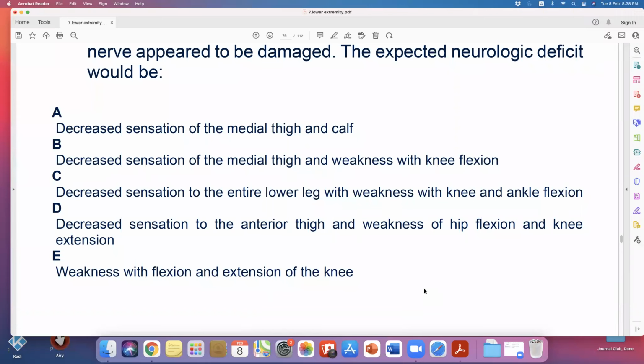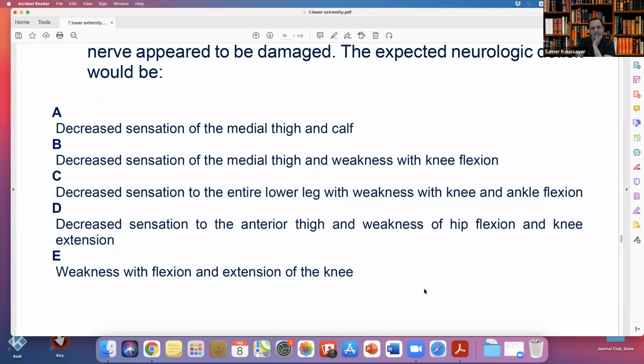Okay. Again, D. Where are we? D. I had a disconnection. D is possible. Okay, what's the next one? E, weakness with the flexion and extension of the knee.